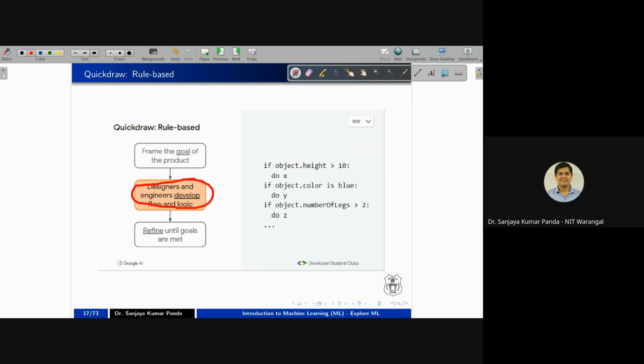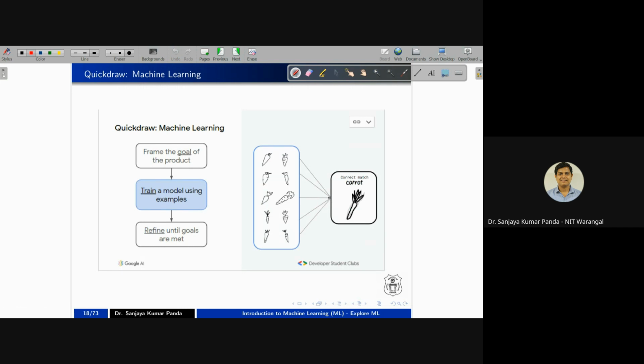So in a machine learning model, instead of saying the designer and engineer is going to develop flow and logic, we say train a model using examples. I told you earlier in the definition three words: pattern, example, and prediction. So for training a model, what do you need? You need examples. Without examples, it is not possible to train a model.